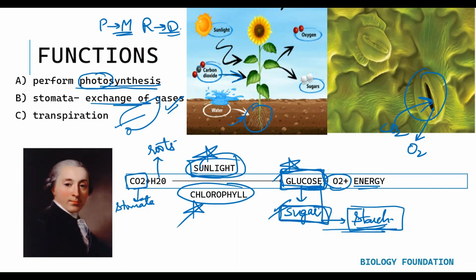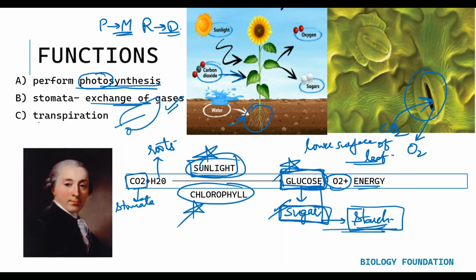Stomata. So stomata is basically the structure that is involved in the exchange of gases. And where are the stomata present? On the lower surface of the leaf. The lower surface of the leaf has the stomata.